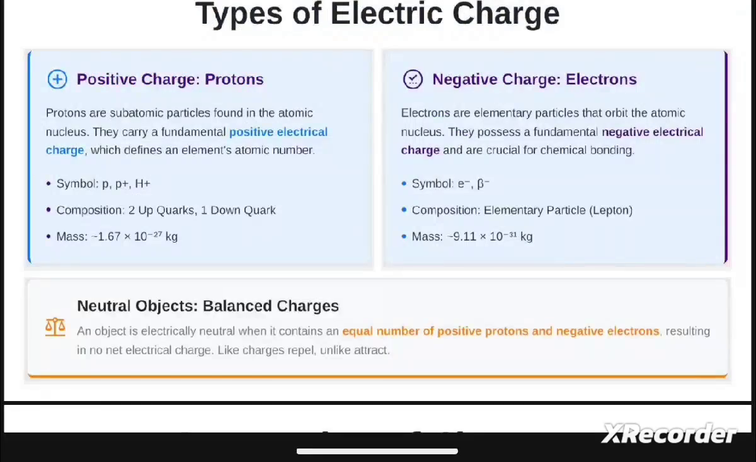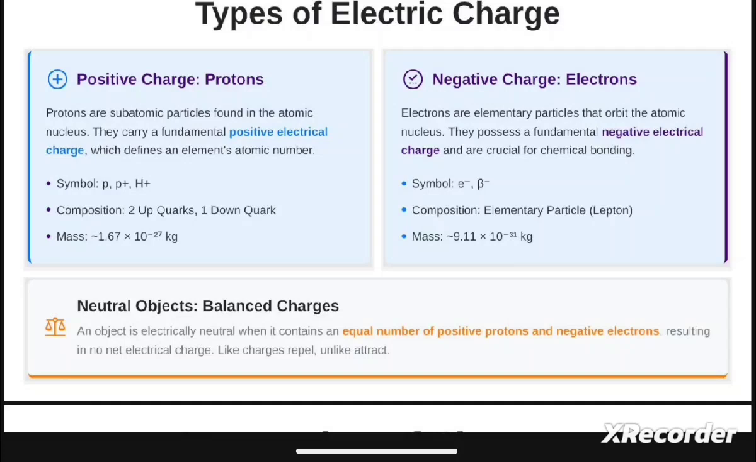Now let's talk about types of electric charge. First is positive charge, which is carried by protons, and second is negative charge, carried by electrons. Protons are subatomic particles found in the atomic nucleus, and they carry a fundamental positive electric charge. They are denoted by p+ as you see on the screen, and their mass is 1.67 × 10^-27 kilograms. Whereas electrons are elementary particles that orbit the atomic nucleus. They possess a fundamental negative electric charge and they are crucial for chemical bonding. Their mass is approximately 9.11 × 10^-31 kg.